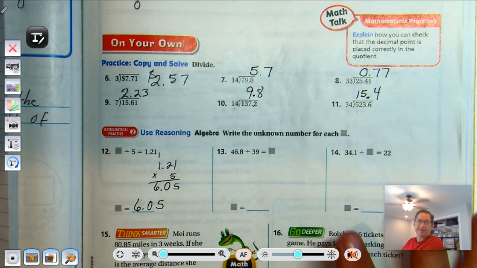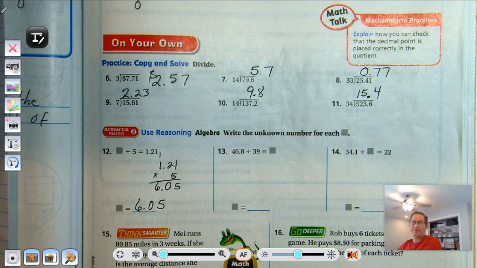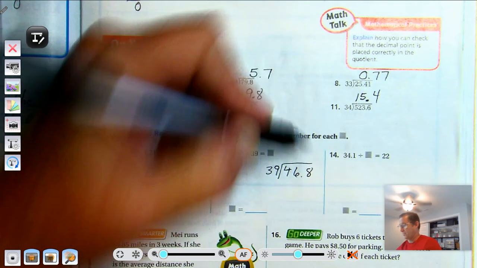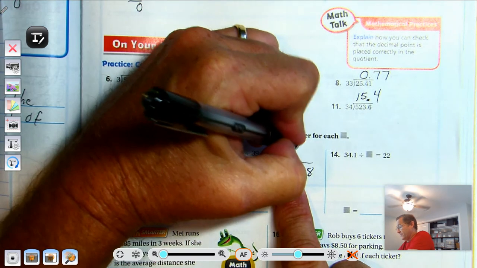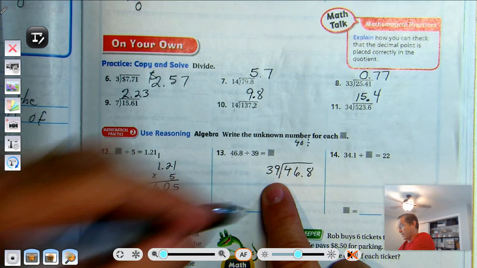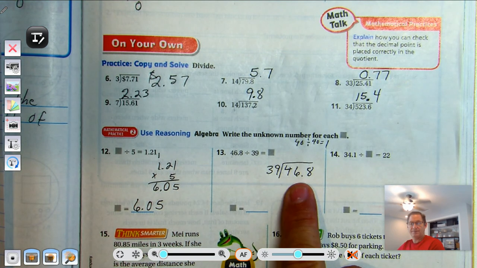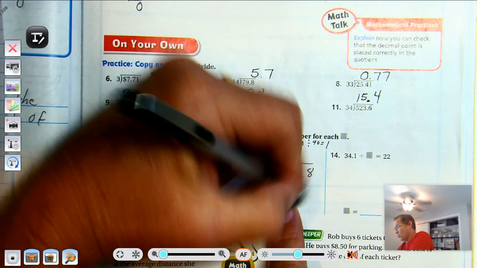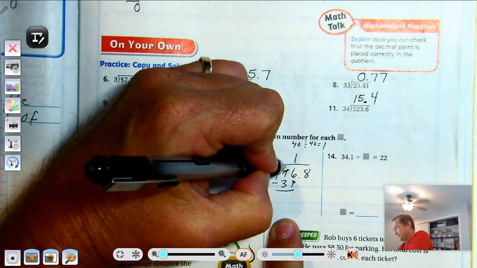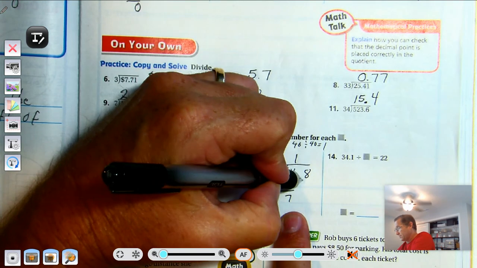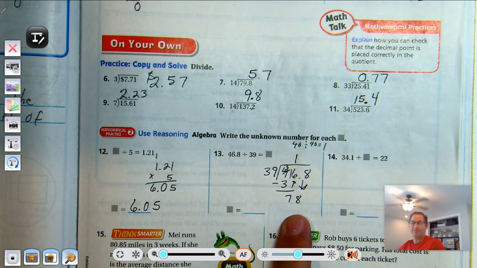All right, number 13, 46 and 8 tenths divided by 39. You just have to divide, right? Okay, so let's do that. 46 and 8 tenths divided by 39. Well, we can think of this as an estimate of being 40 divided by 40. So our answer is about 1. How many 39s can I take from 46? Well, we can put 1 in each group of 39. That leaves us 7. Smaller than the divisor, can't share with 39 groups. Let's bring down the 8.